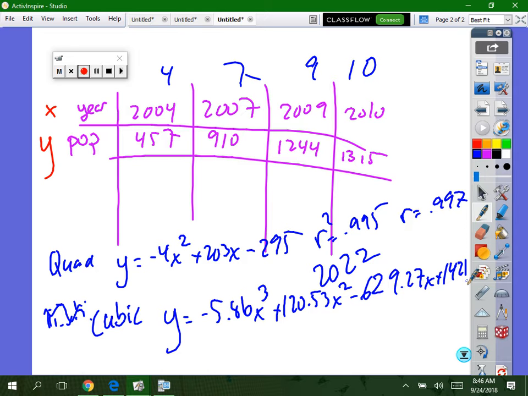Now, in a way, I don't like this equation as much, to be honest. I think I'd go with the quadratic. The reason being is, if I had zero population, would it make sense that my population was 1,000? Is it 14.1, you said? Does that make sense that our population in the year 2000 would be 1421?